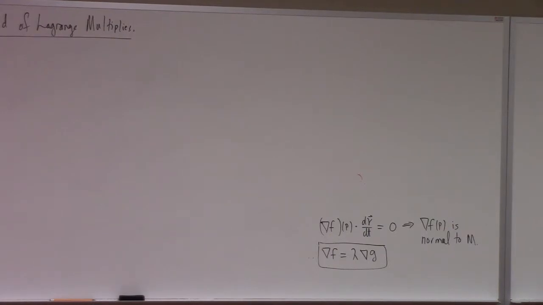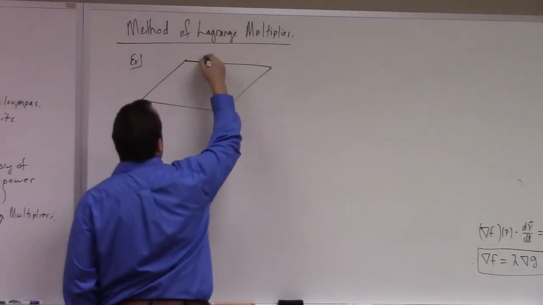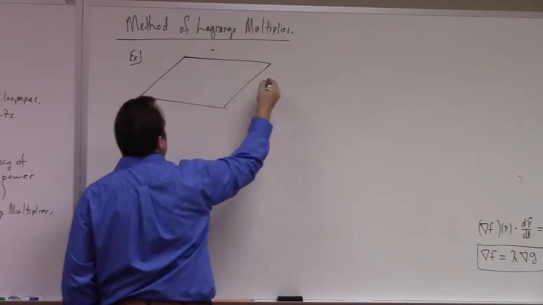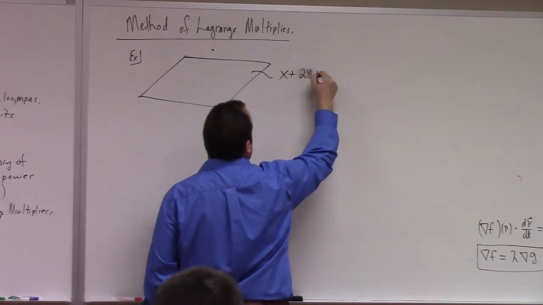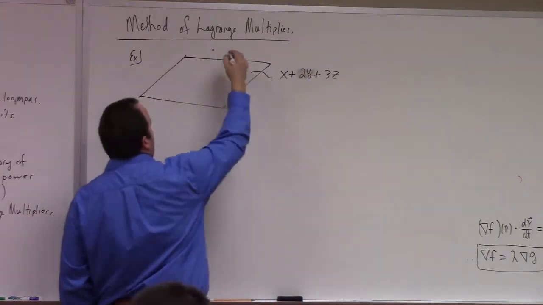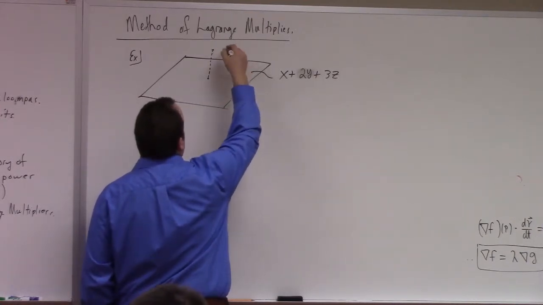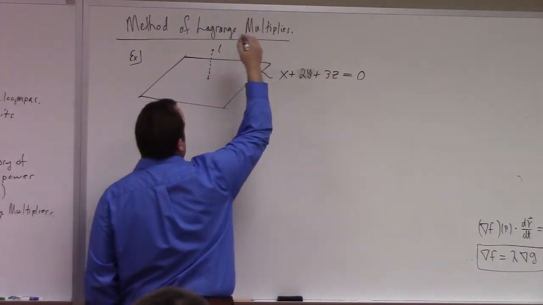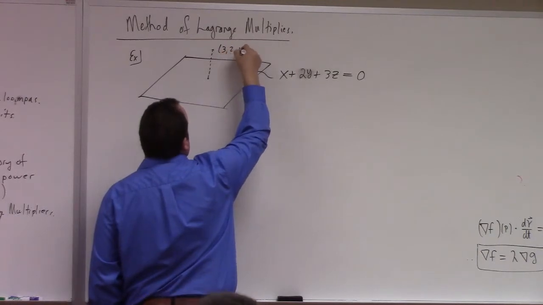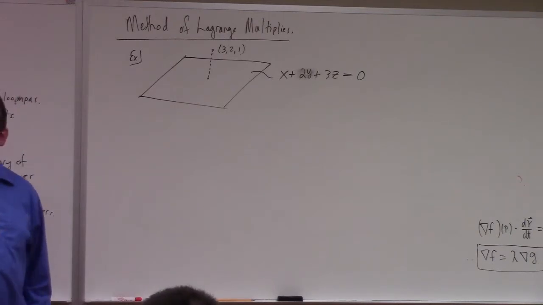Here, let's work a relatively simple problem to get started. You've got a plane and a point off the plane. Let's say the plane is x plus 2y plus 3z equals 0, and I want to find the point on the plane which is closest to a point off the plane. I'm going to use the point 3, 2, 1. Hopefully that's not on the plane. Yeah, it's not on the plane. Find the point on the plane closest to that point.